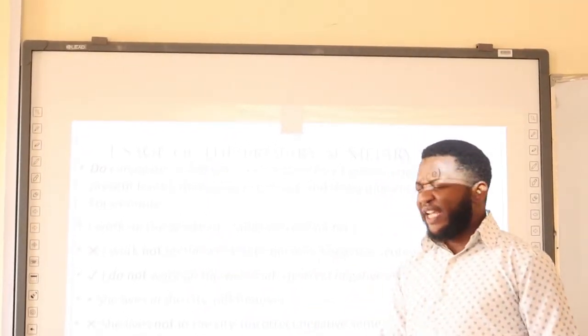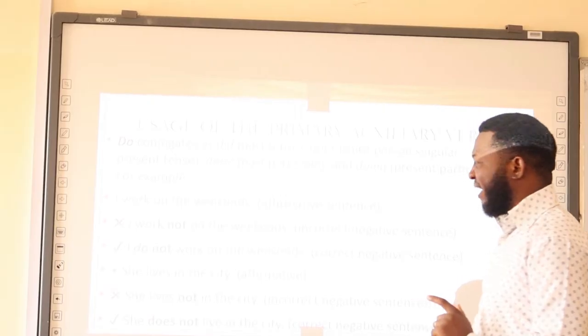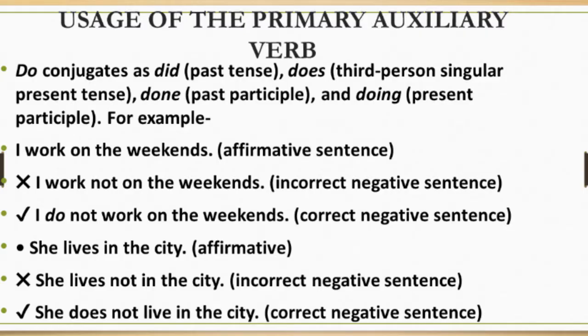For example, you say, I work on the weekend, for an affirmative sentence. But you do not say, I work not on the weekend. That would be incorrect. You can say, I do not work on the weekend, to make this a correct sentence. Then, she lives in the country. Affirmative, that is a positive sentence. While it is wrong to say, she lives not in the city, but rather you say, she does not live in the city. This is a very good way of conjugating verb do.